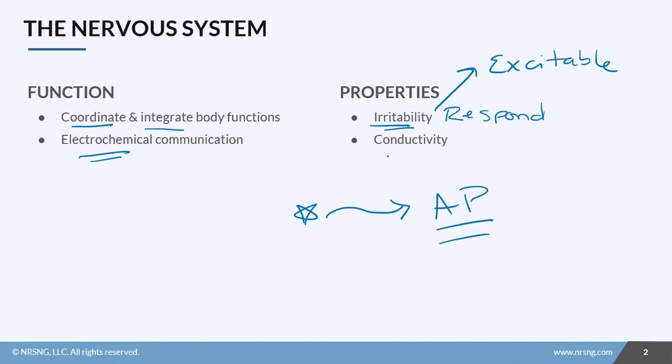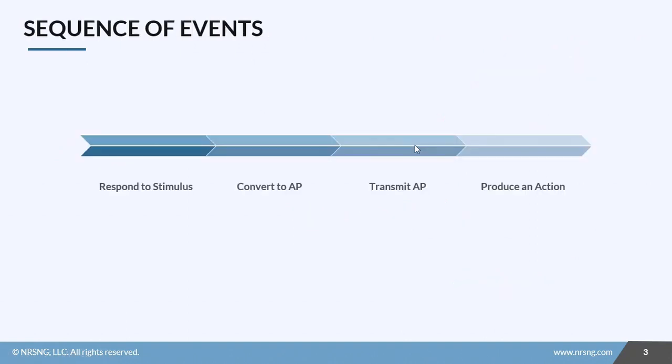Now, the second property is conductivity. Conductivity means that it can take that action potential and actually transmit it down the nerve pathways to get where it needs to go. So it actually conducts the signal from one place to another. So let's see what it looks like when the brain actually sends these electrochemical signals. Again, remember they are called action potentials or AP.